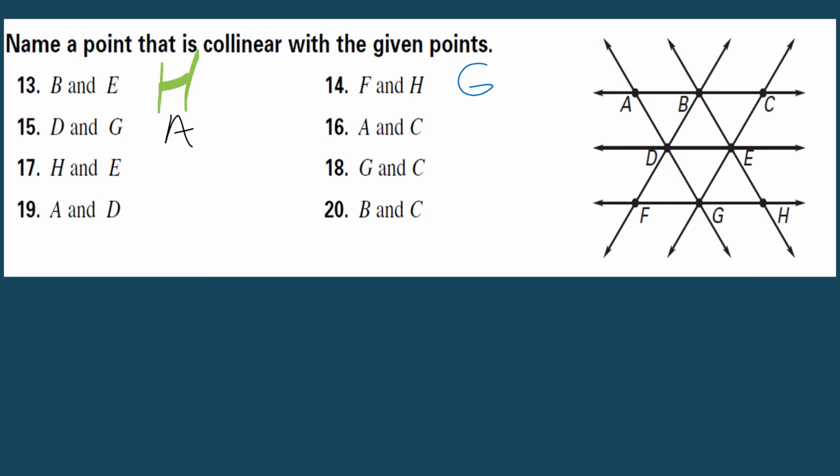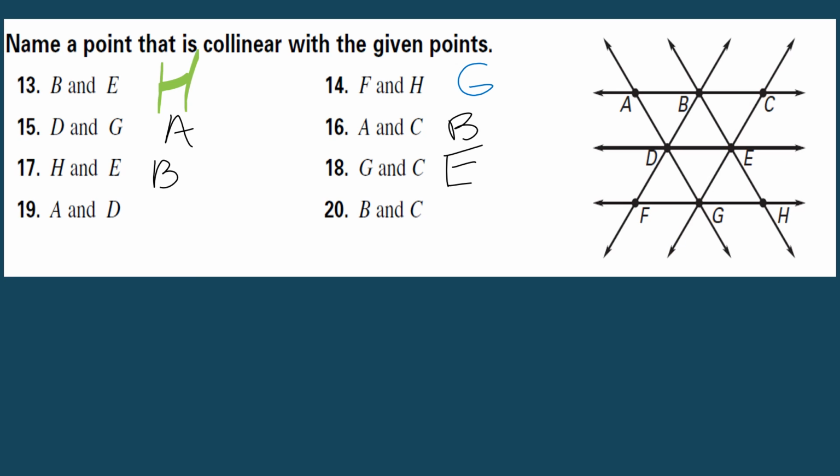For number 16, A and C. A and C lie here, so the other collinear point would be B. Then you have H and E. H and E would be here, so your collinear point there would be B. Next one would be G and C. Your collinear point for that one would be E, because it's here on that line.